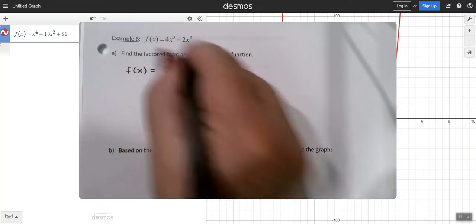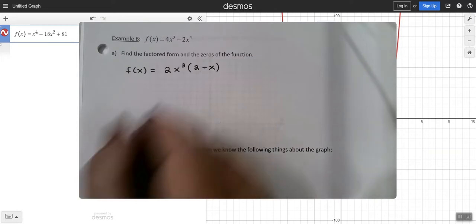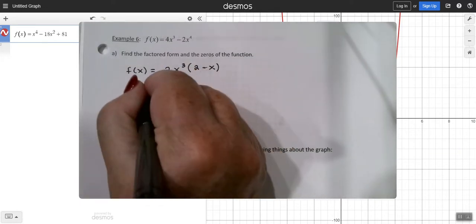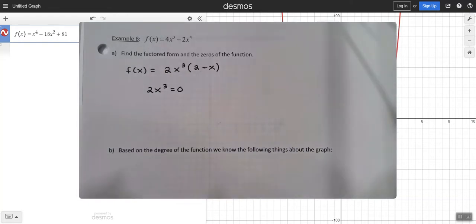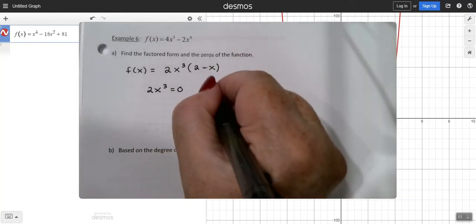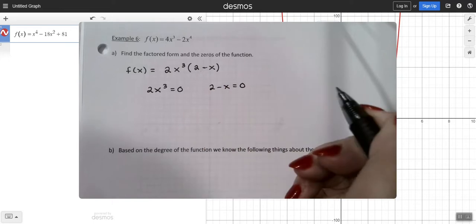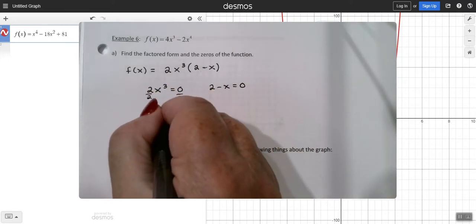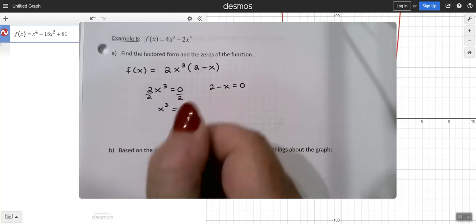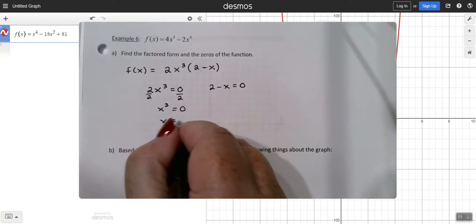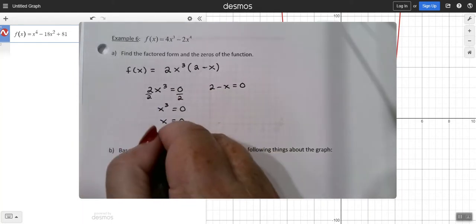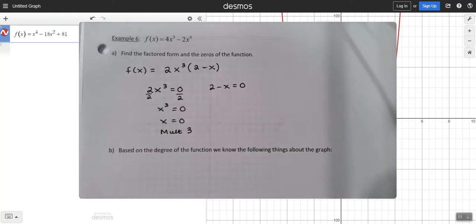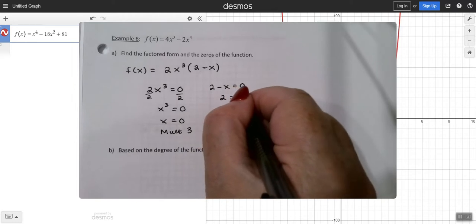2 minus x, yes. So I would have x cubed equals 0, or I could even put 2x cubed equals 0 if you like. And 2 minus x equals 0. If I divide by 2, x cubed equals 0. And so I'm going to get x equals 0, but because of that third power, this one's going to have a multiplicity of 3. This one would just say 2 equals x.